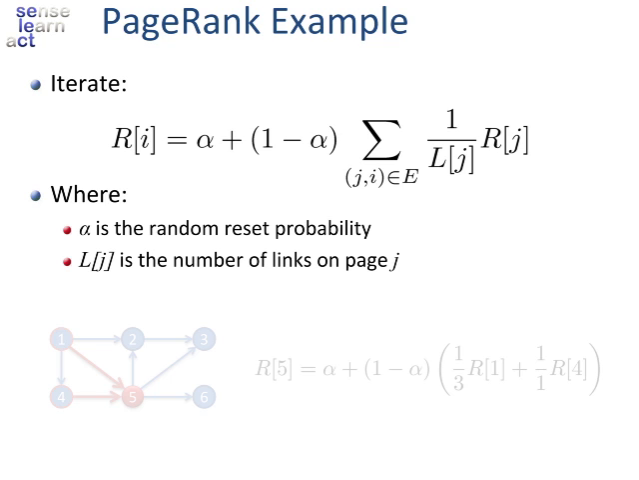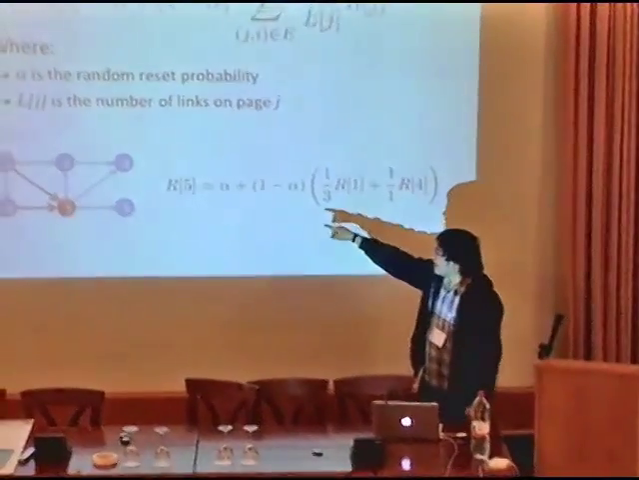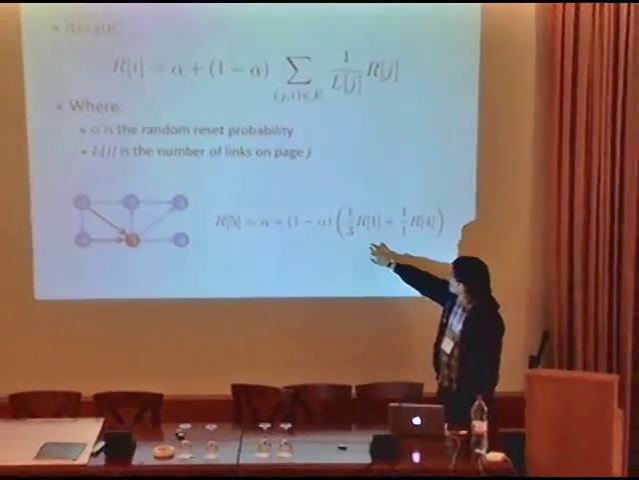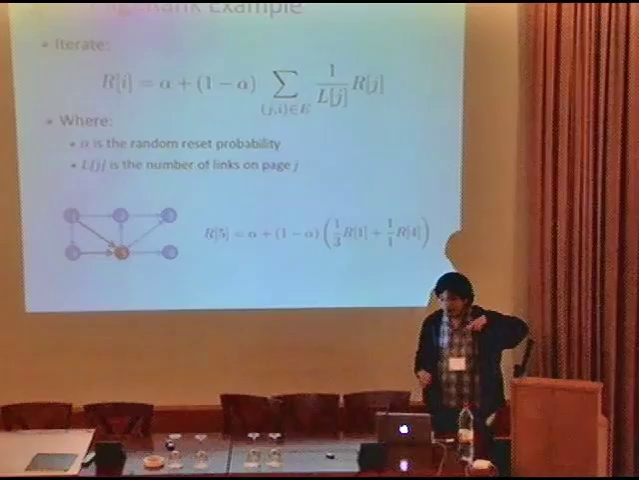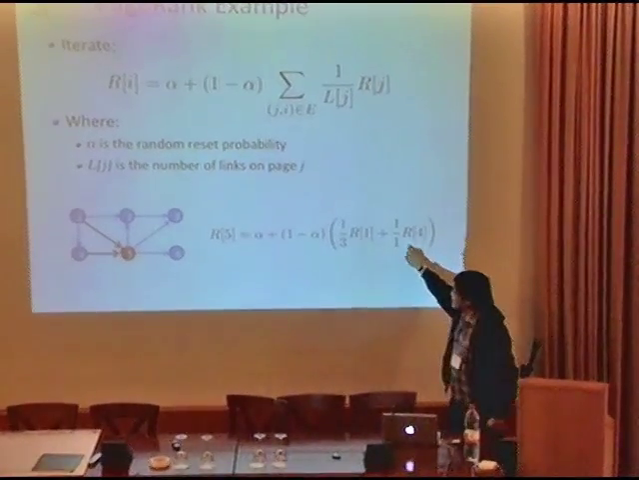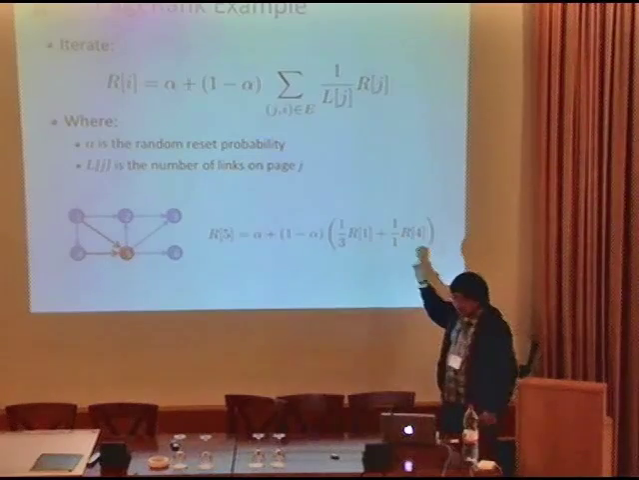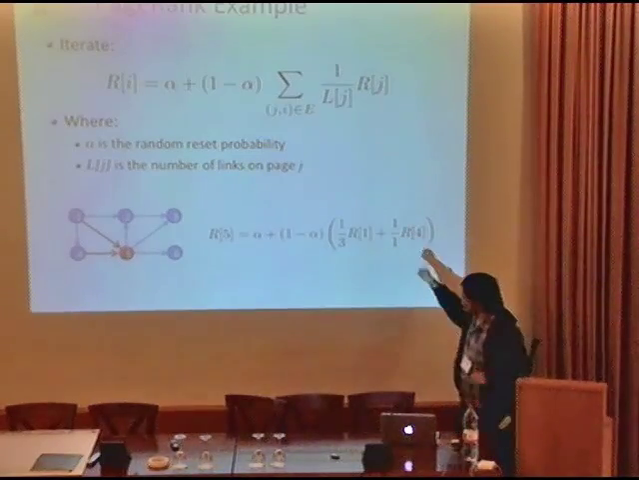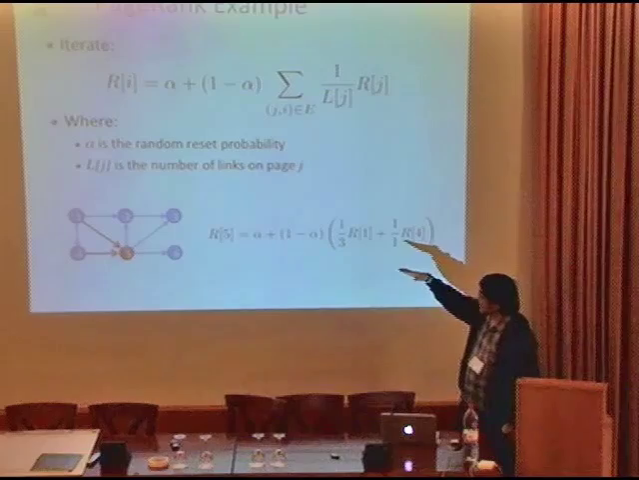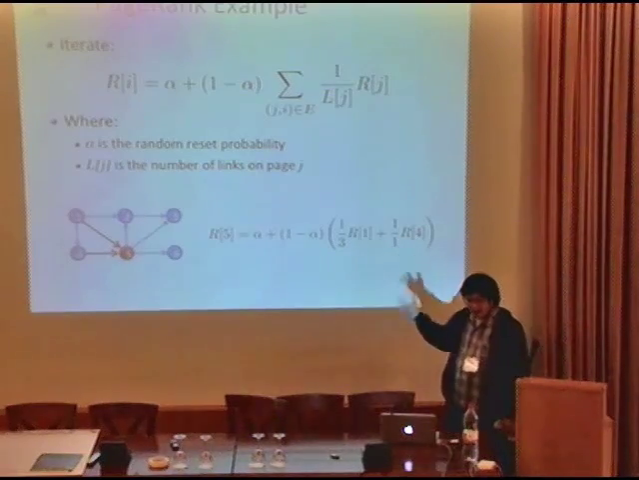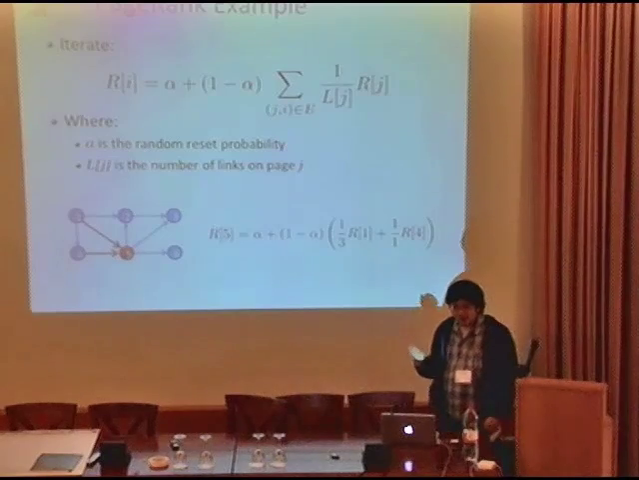So, as a quick example, if I have a little web graph over there, the PageRank of 5 will be something like 0.15 plus 0.85 times the PageRank of 1 scaled by 1/3, because web page 1 only has 3 output links, and the PageRank of 4 scaled by 1, because page 4 only has 1 output link. You perform this computation, repeat it for every vertex, and loop until convergence.